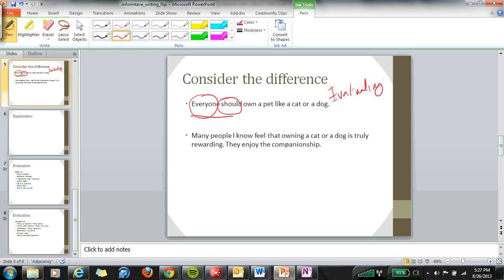Many people I know feel that owning a cat or a dog is truly rewarding. Well, that's an opinion too, but notice how it's much more factual, because all I'm doing right now is reporting what people I know have said. I'm not casting a judgment on it. I'm just telling you what they said, and therein the difference.